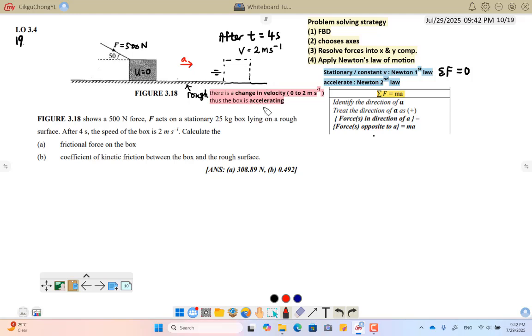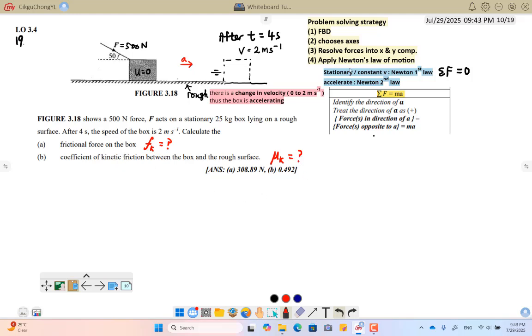So since the box is accelerating, it means that in order to solve this question, I'm going to apply Newton's second law, which is summation force equal to ma. So question A, I need to determine the friction force on the box. Since the box is moving, I'm going to calculate the kinetic friction. And then B, the coefficient of kinetic friction between the box and the rough surface. The coefficient of kinetic friction is represented by the symbol mu k.